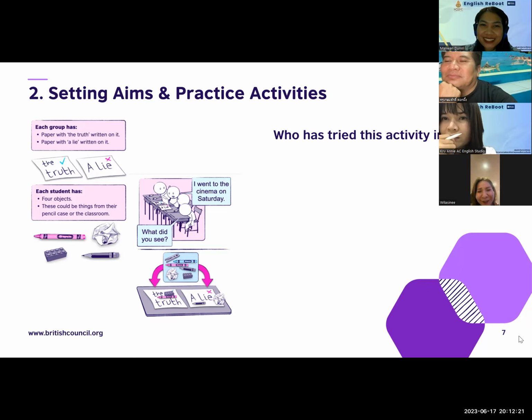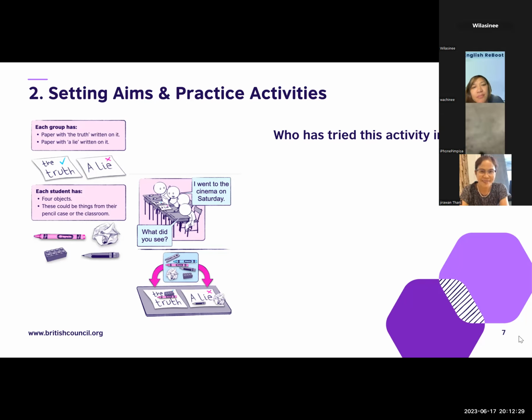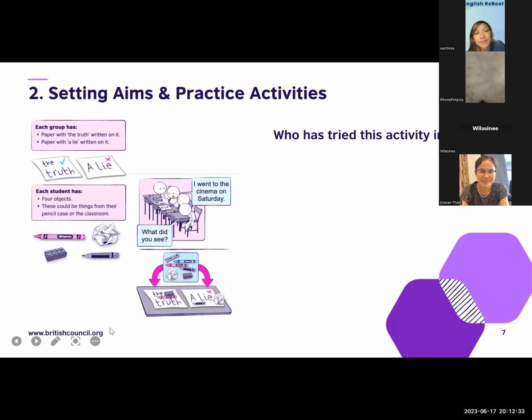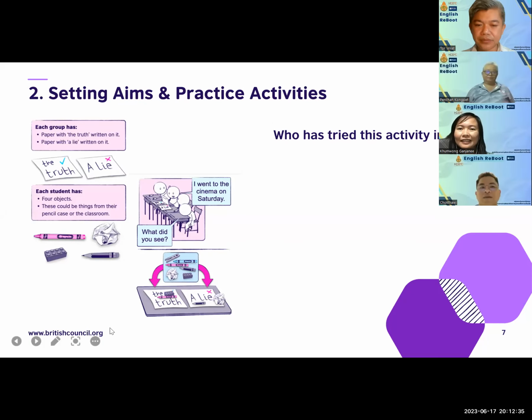Right. Who has tried this activity before, please? I did. May I share? Great. That's a good opportunity to learn. Please do. I have actually tried it many times when I enrolled in the program, and I did it differently. And also last week, the previous week, I tried it with my class.